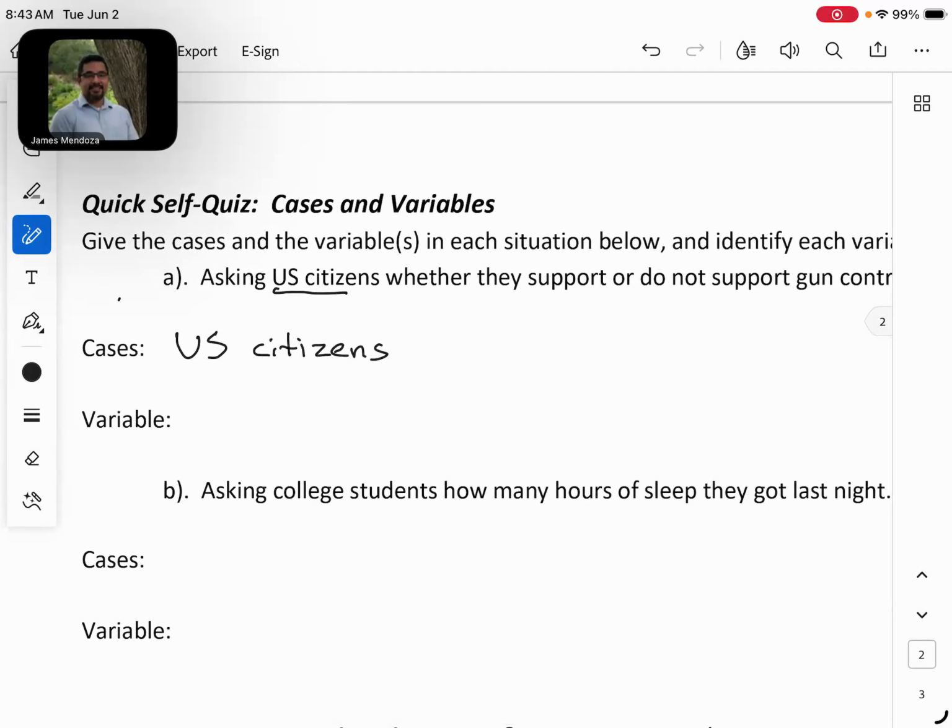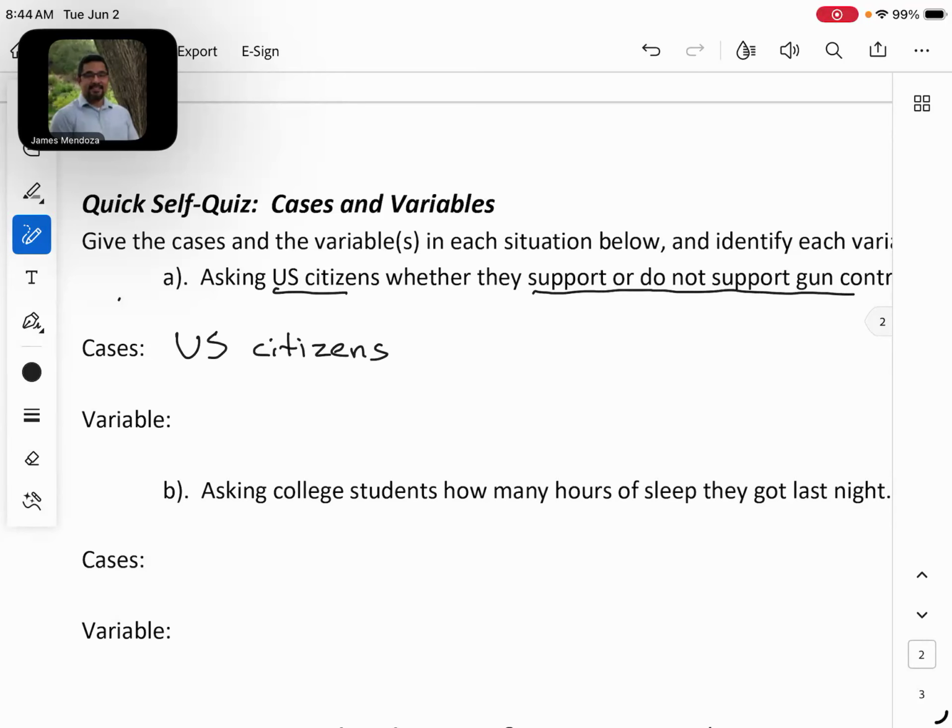I think it would be better to not just put citizens, because you've got maybe Canadian citizens, citizens from Mexico. So this one was specifically targeting those in the U.S. And then what would be the variable? What was it that they wanted to know from these individuals? It was this: support or do not support gun control.